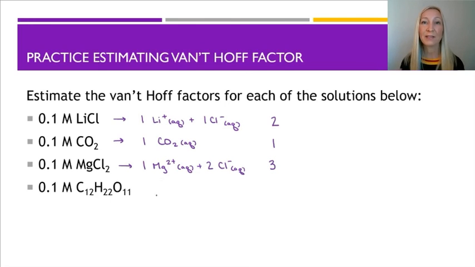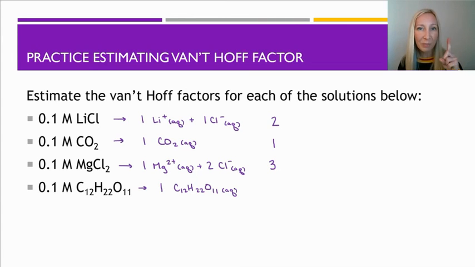The last one is our 0.1 molar solution of sucrose. So this is C12H22O11. This is definitely a covalent compound, and when it breaks apart, it's not going to create individual ions. It's going to create dissolved molecules of sucrose. So for every 1 mole of sucrose that is dissolved, it's going to create 1 mole of aqueous sucrose, giving this a Van Hoff factor of 1.